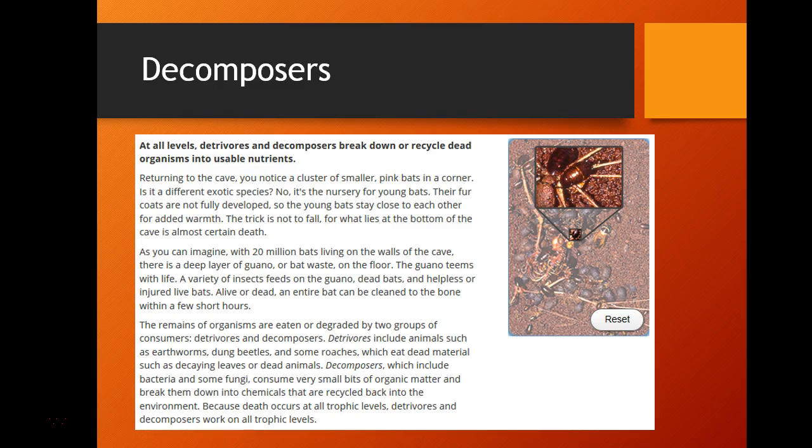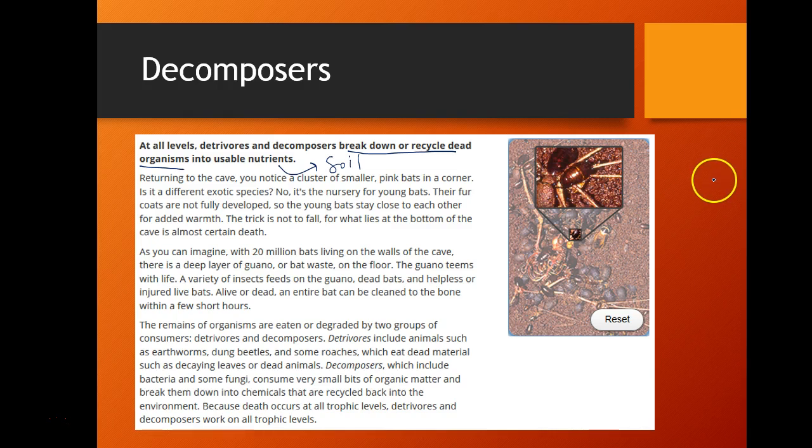Okay, and we also have organisms that act as decomposers and also detritivores. Their job is to break down or recycle dead organisms into usable nutrients. And those usable nutrients will go back into the soil to allow those producers to continue to make energy from the sun's energy.